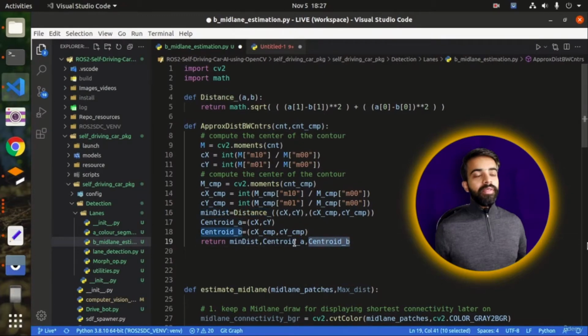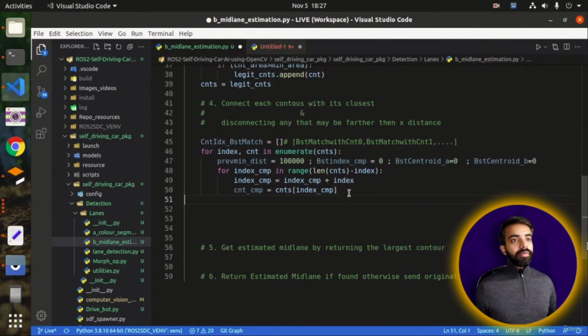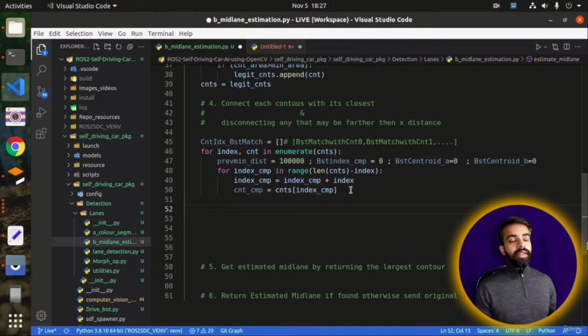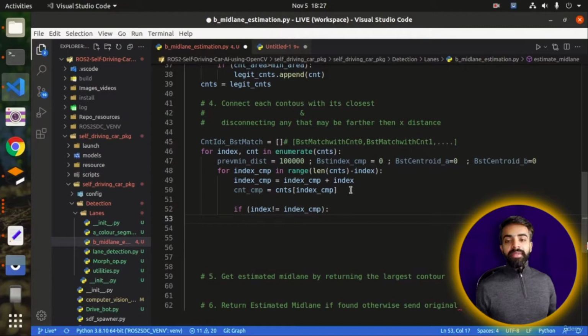We have the centroid of the first loop or the first contour and the centroid of the second contour as the three outputs. So we simply call this function. Right after we have simply declared the two loops, inside it, the first if condition that we declare is that we do not want to compare any contour with itself. So we simply say if index is not equal to index compare. So we don't want to compare any contour, or any patch, with itself.